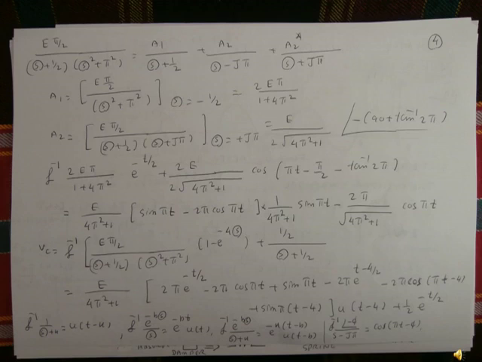So for VC we have to take the inverse Laplace, the inverse Laplace of e^(π/2) divided by (s + 1/2)(s² + π²) multiplied by (1 - e^(-4(s + 1/2))) divided by (s + 1/2). So by taking the inverse Laplace, we get e divided by (4π² + 1) multiplied by [2π e^(-t/2) minus 2π cos πt plus sin πt minus 2π e^(-(t-4)/2) plus 2π cos π(t-4) plus sin π(t-4)] and the unit step function u(t-4), plus 1/2 e^(-1/2).